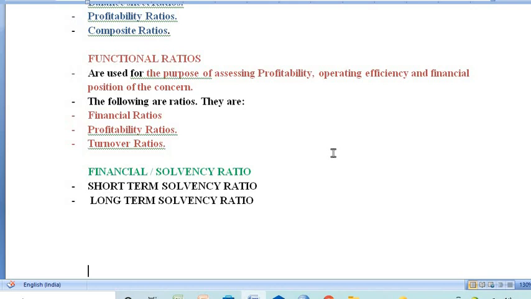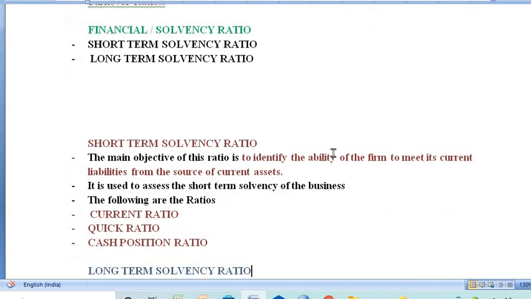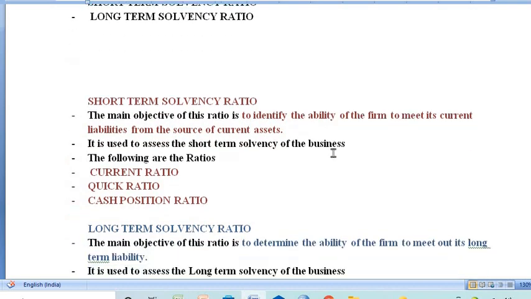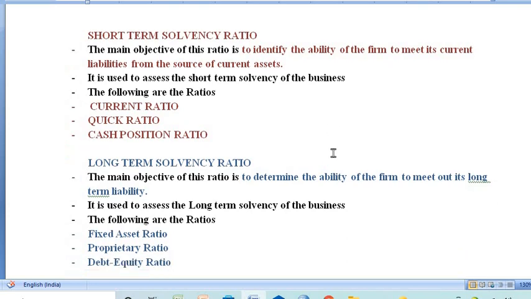Under financial ratio, it has two classification. Number 1 will be the short-term solvency ratio and number 2 will be the long-term solvency ratio. First, we'll see what is the term short-term solvency ratio. The short-term solvency ratio refers to computing the ratio only to determine the short-term asset and short-term liability. We are going to consider only the current asset and current liability from the balance sheet.